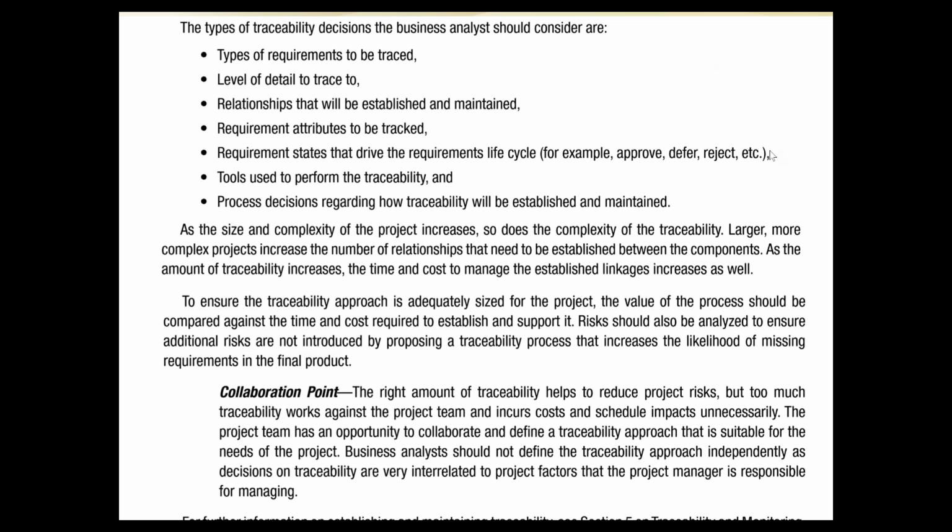Requirement attribute is a part of the requirement. You remember the activity and activity attributes in project management. Do you remember what is an activity attribute?